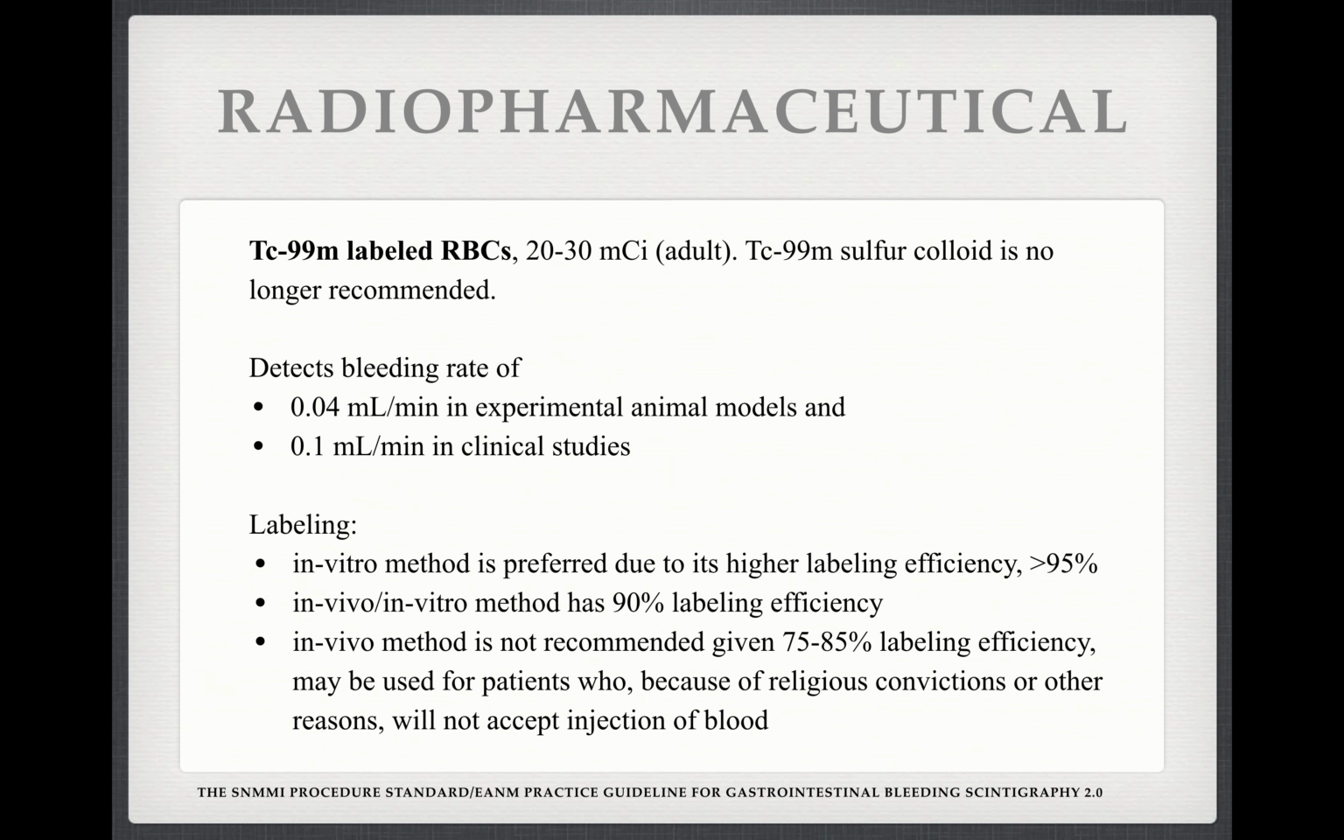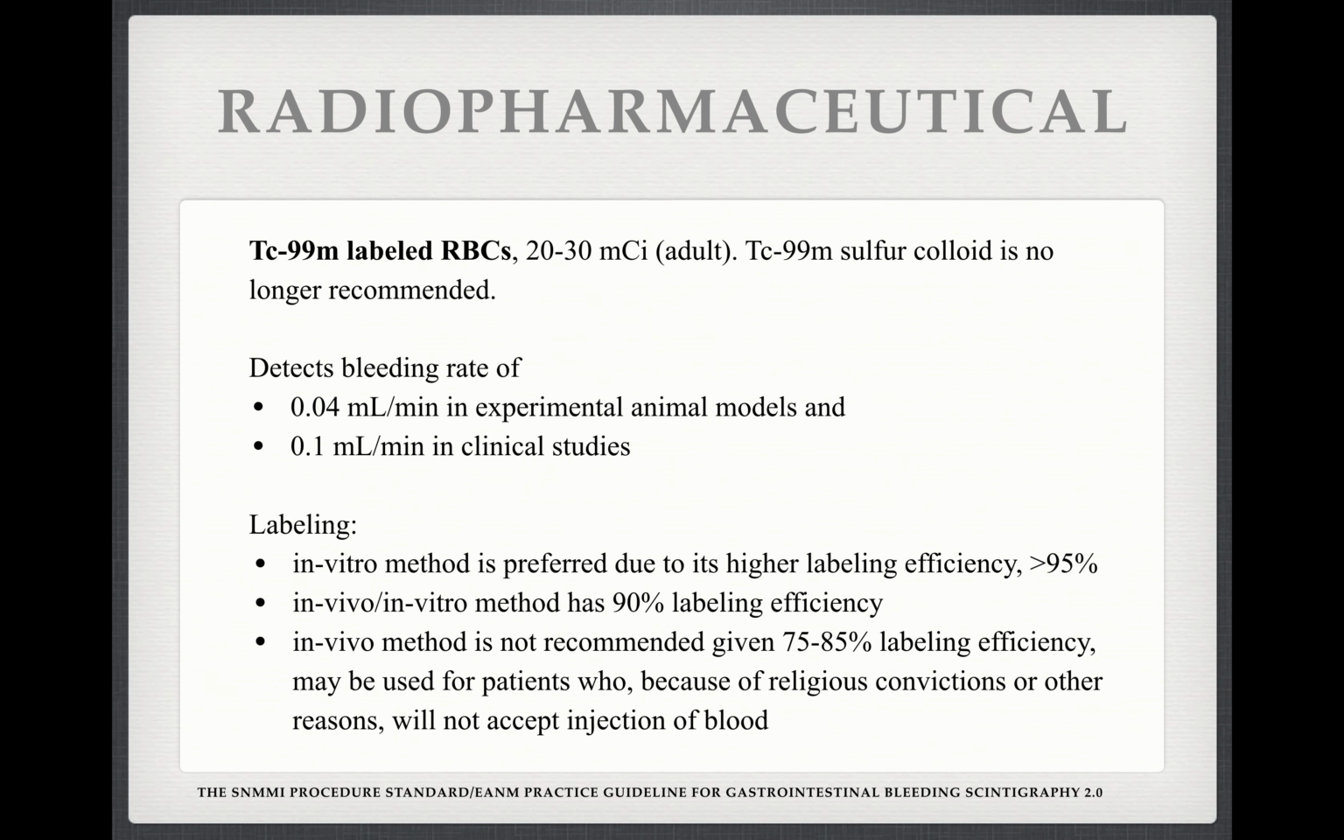There are 3 ways to label. In vitro is preferred in modern clinical practice because of its 95% efficiency. There's a mixed in vitro in vivo method that has 90% labeling efficiency, and finally there is an in vivo method where labeling is performed in the patient itself, and this is not currently recommended due to its suboptimal labeling efficiency. So these days we only label in vitro, meaning we take the blood out, we label it, and then we re-inject it.